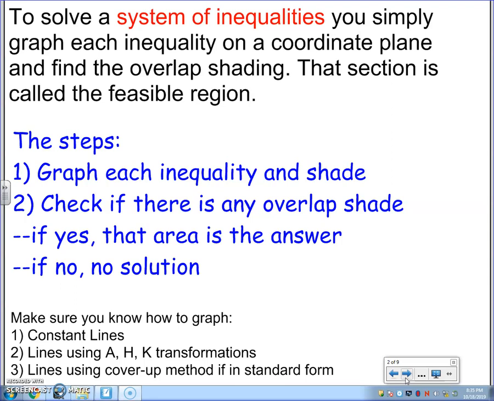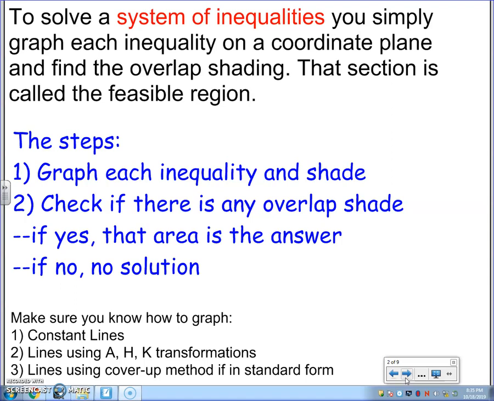You need to be really good at graphing, so make sure you graph the three types. The fastest is the cover-up method if it's linear in standard form. Otherwise, we just stick with our transformations. When you have y equals and you see the type is quadratic, so it's a U shape, it was vertically stretched by whatever, left whatever and down whatever, and then it was solid or dotted.